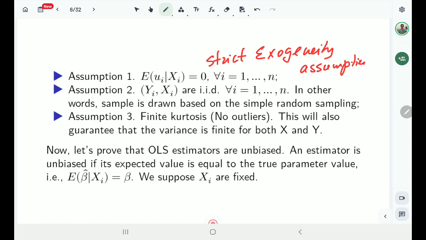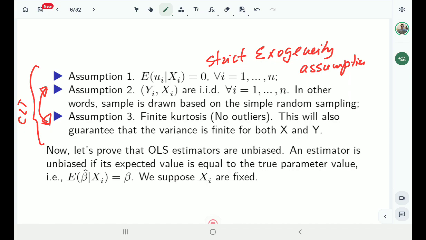The second assumption tells us that the data comes from simple random sampling. So saying that Yi, Xi are IID stands for the fact that we are making simple random sampling from the population. And the third assumption is about finite kurtosis. So we say that large outliers are unlikely. Actually, these two assumptions are helpful to make sure that CLT can be applied. So given these three assumptions, the central limit theorem can be applied. In large samples, OLS estimators are going to be approximately normally distributed, and as n goes to infinity, this convergence in distribution gets more and more precise.